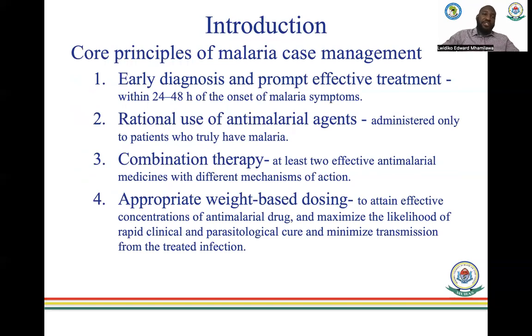So as an introduction, the core principles that are related to malaria case management involve these 4 items. 1, make sure there's an early diagnosis and prompt effective treatment. These both go hand in hand when it comes to making sure the diagnosis is early, within 24 to 48 hours, and then prompt effective treatment. This is something that needs to happen almost immediately after the diagnosis is found, and the treatment has to be effective. These are keywords that we're going to carry over along the lines.